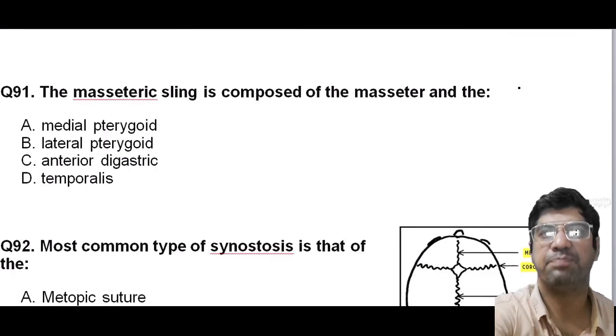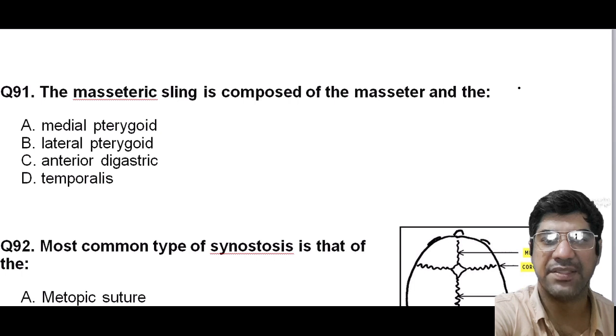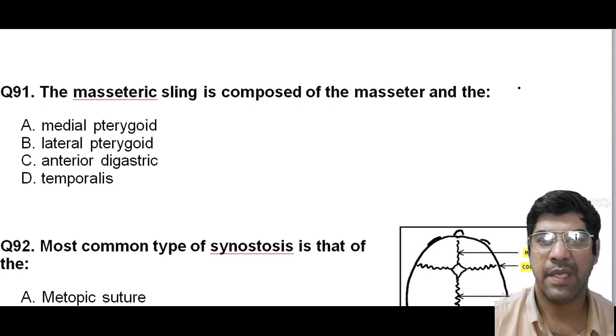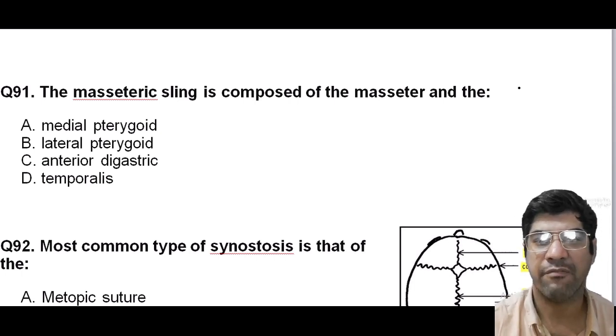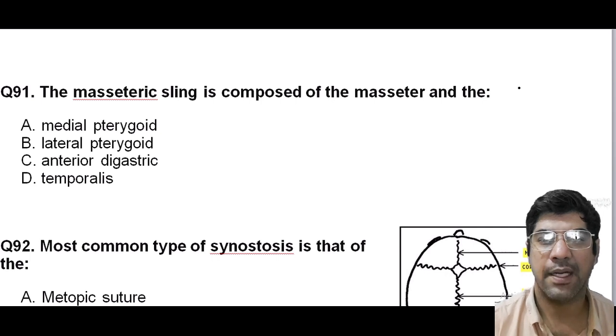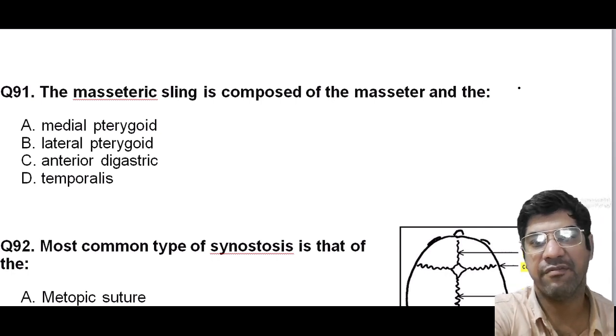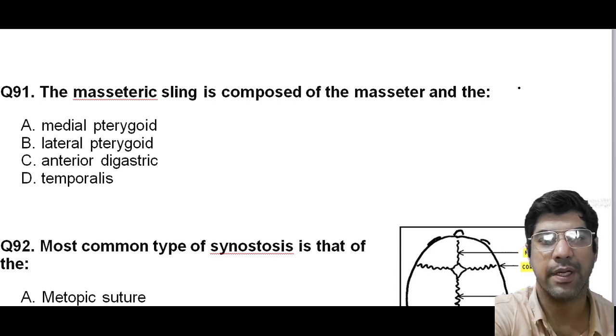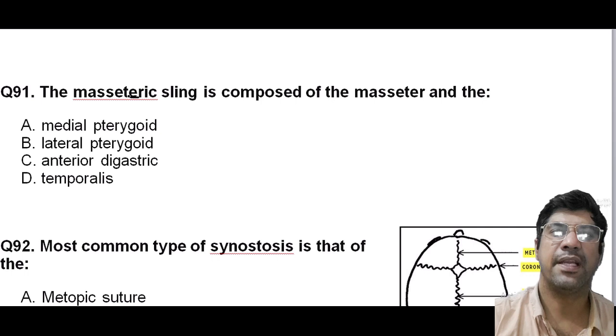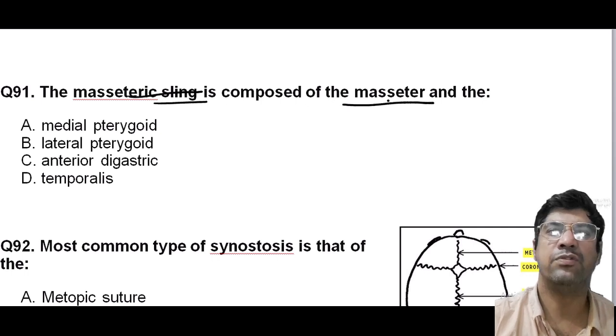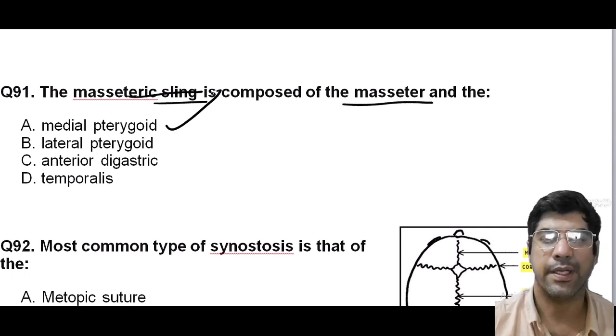The masticatory sling is composed of the masseter and medial pterygoid, a powerful pair of muscles that wraps underneath the angle and the ramus of the mandible. On the lateral surface of the mandible we find the masseter, and on the medial surface we find the medial pterygoid. So the masticatory sling is composed of masseter and medial pterygoid.